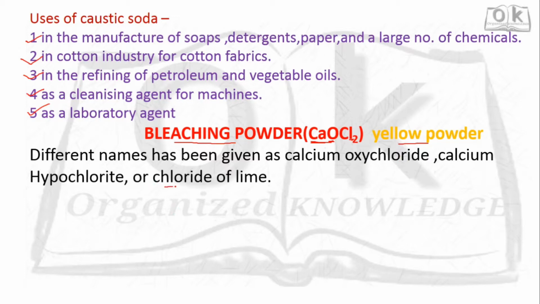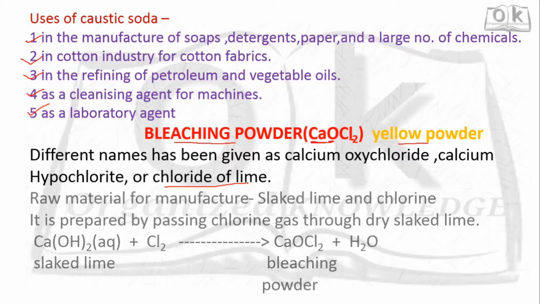Now let's understand the manufacture of this bleaching powder. This bleaching powder can be formed with the help of slaked lime. You all know about slaked lime. Slaked lime, that is calcium hydroxide, a suspension of calcium hydroxide. And if it's a solution, it will be lime water. So the aqueous solution of slaked lime, after reacting with chlorine gas, will form calcium oxychloride and water will be a byproduct here. And this calcium oxychloride is bleaching powder.